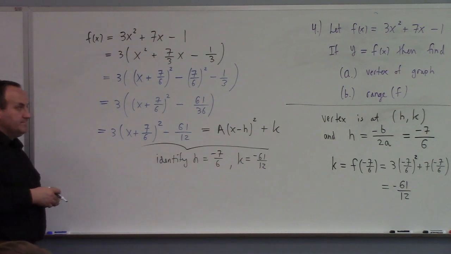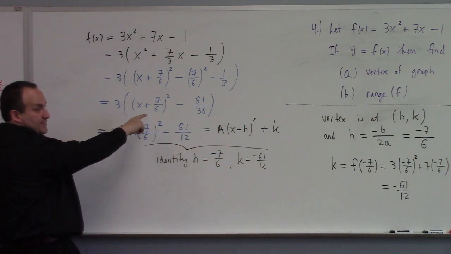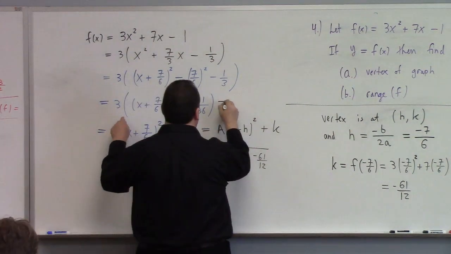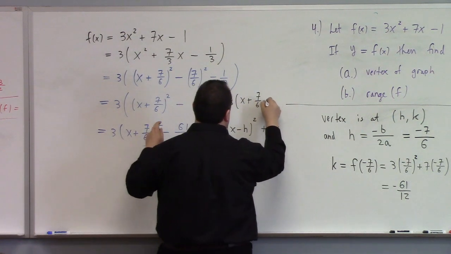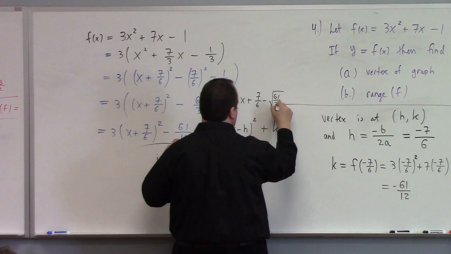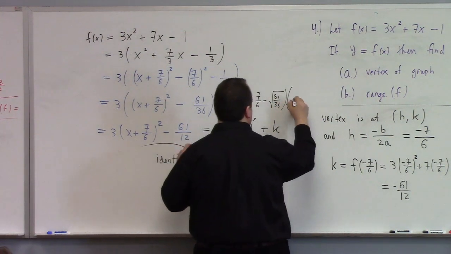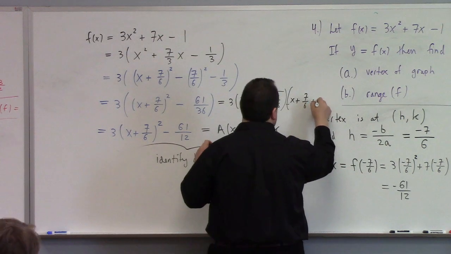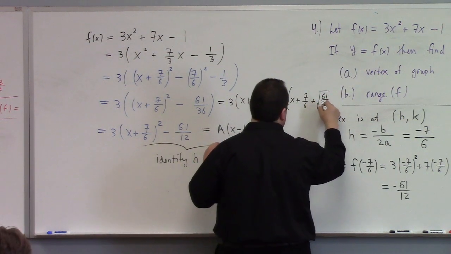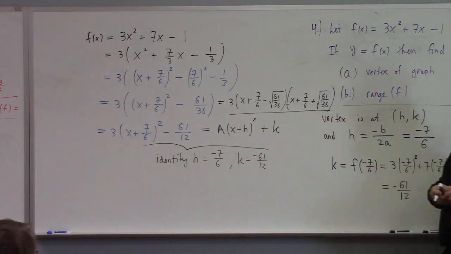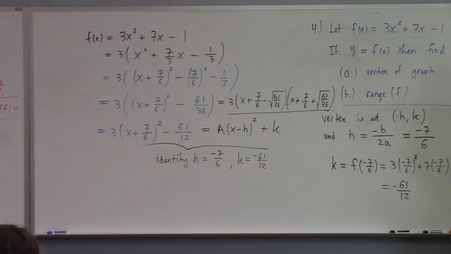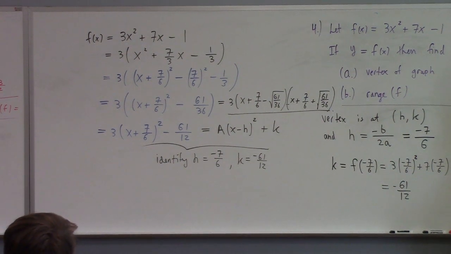What are the x-intercepts here? Well, I can come back up to this step right here and I can factor just like this. This is x plus 7 over 6 minus the square root of 61 over 36, times x plus 7 over 6 plus the square root of 61 over 36. Of course, that could be simplified, but there you go. That's how we can factor this quadratic. So completing the square simultaneously gives me access to the vertex form by that multiplication, or the factoring by the other step.